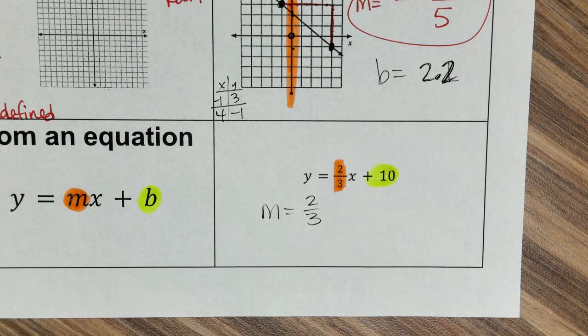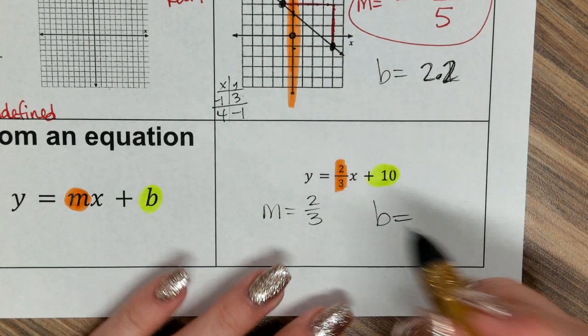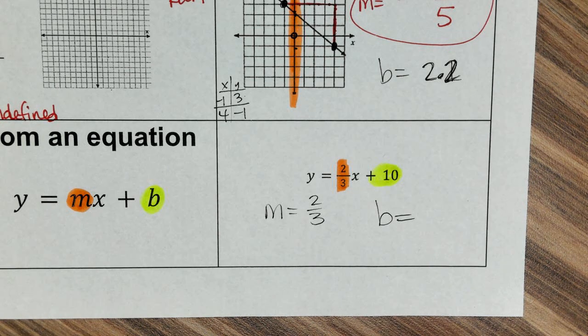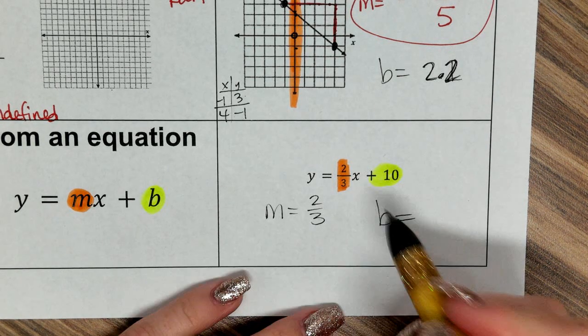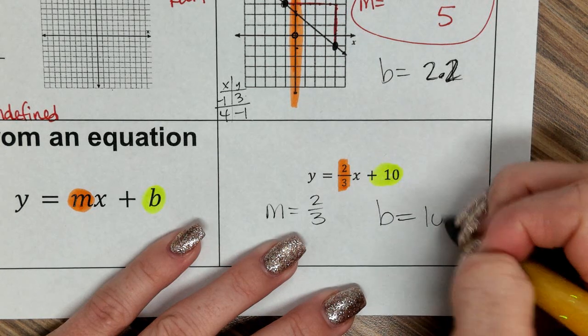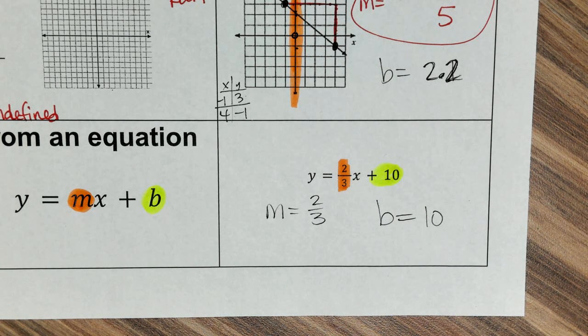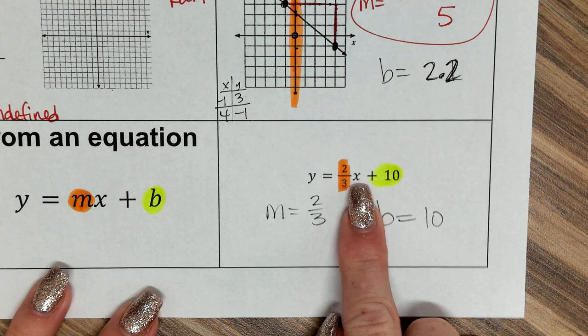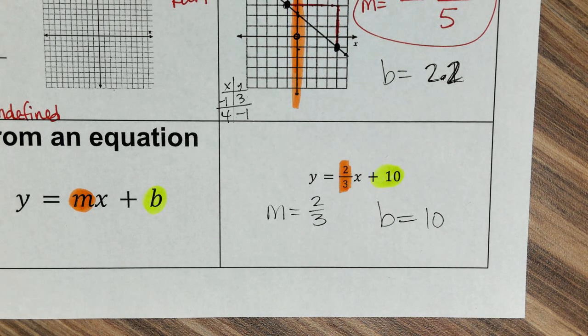Now, the biggest thing you need to understand is the sign in front of it will tell you if it's a positive or negative value. Since this is a plus sign, this 10 is positive, so I don't have to write the positive sign. But if there was a minus sign, you would have to put that it has a -10 value. Does that make sense? Do not say the x is the slope, because it is not. It's the number attached to the x.